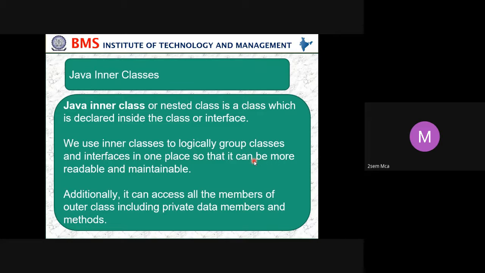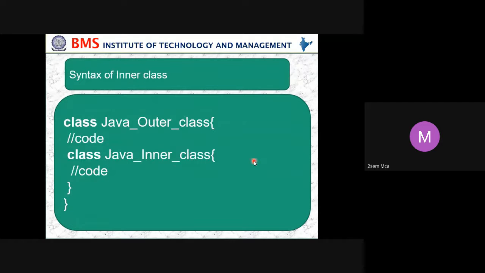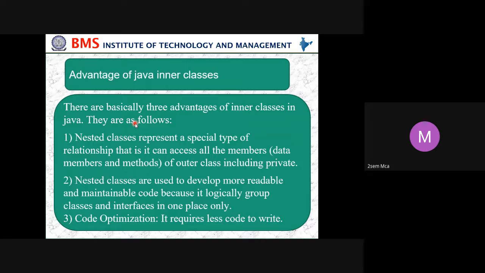We use inner classes to logically group classes and interfaces in one place so that the code is more readable and maintainable. Additionally, it can access all the members of the outer class, including private data members and methods. So this is the syntax for a Java inner class: the Java outer class is there and a Java inner class. Here this is inside a class, and this is outside a class.